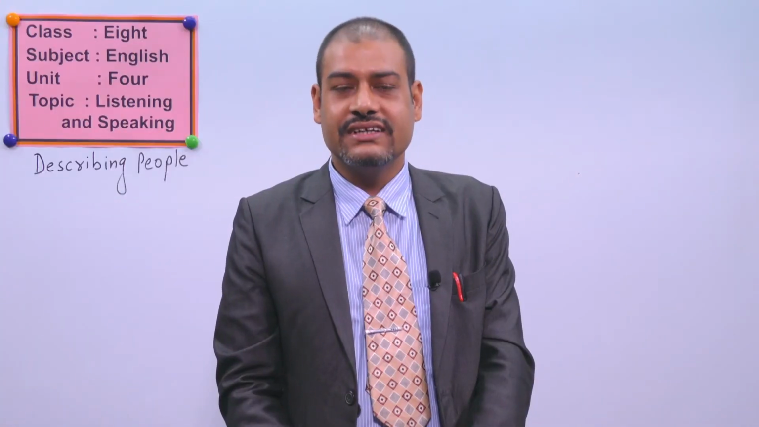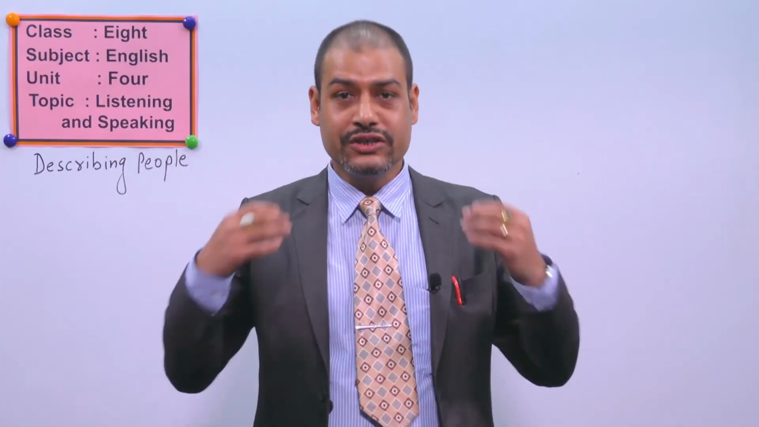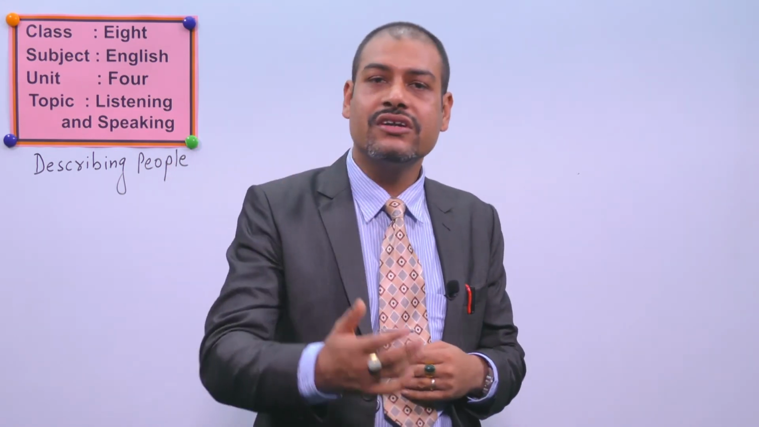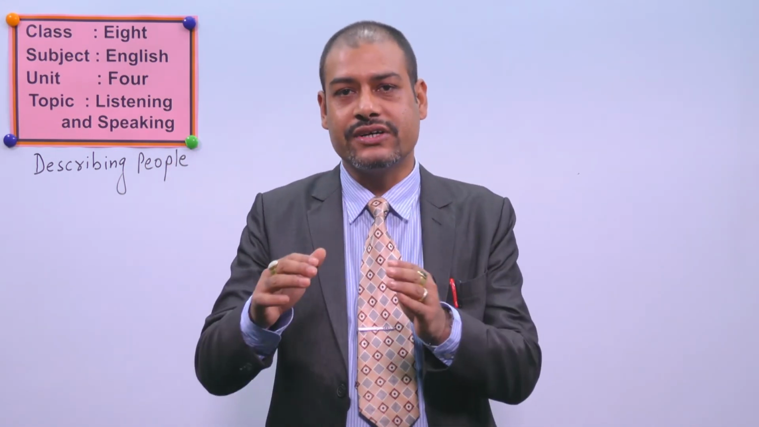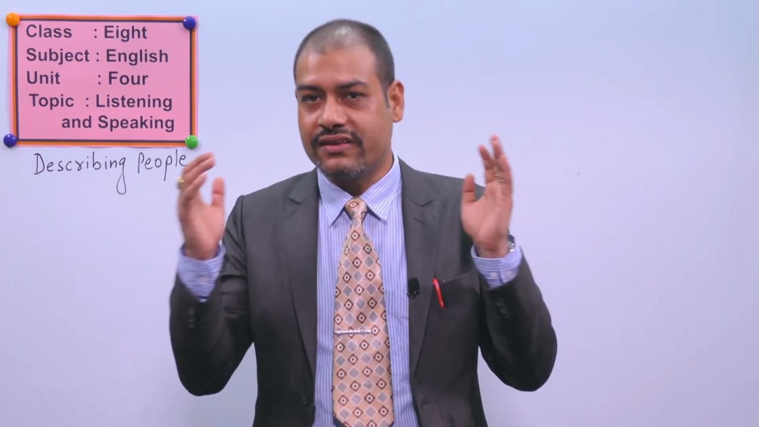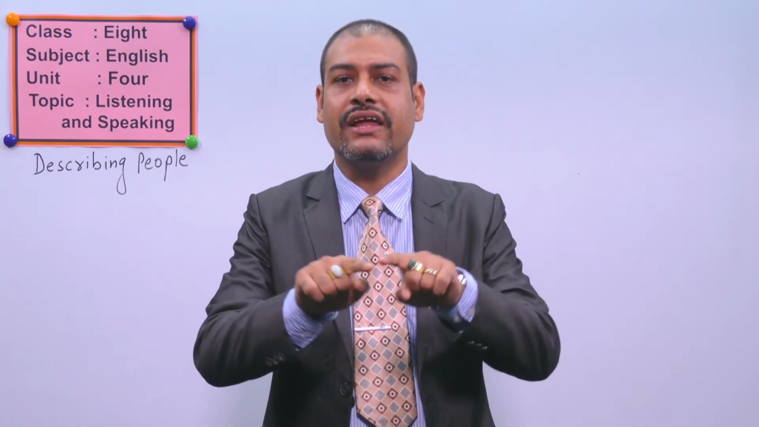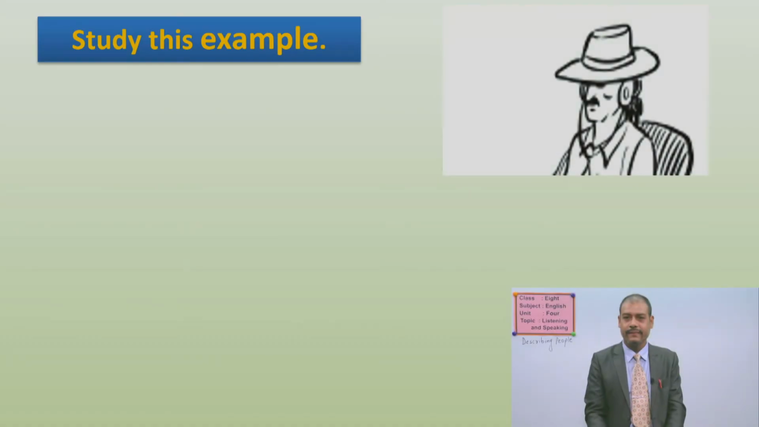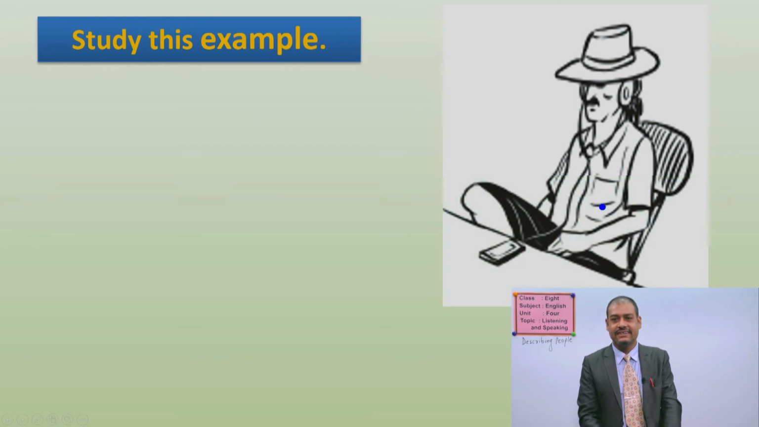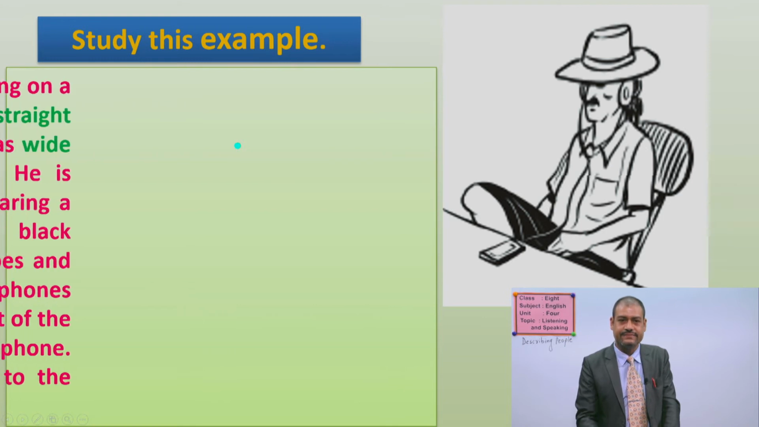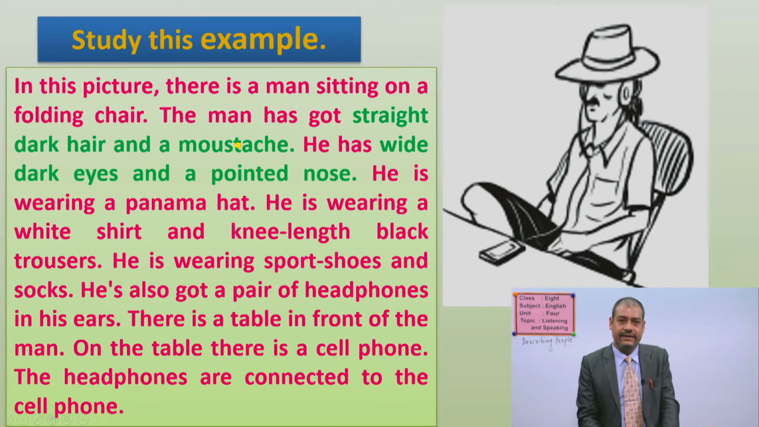Alright, now study this example. I am going to show you an example of describing a person, and later on you will also have to describe a person like that one. Okay, for that one, be very ready with your pen or pencil and exercise book. Now what can you see there? See, there is a man sitting on a chair, no? So now you can see how he is described here. Please read with me, okay?